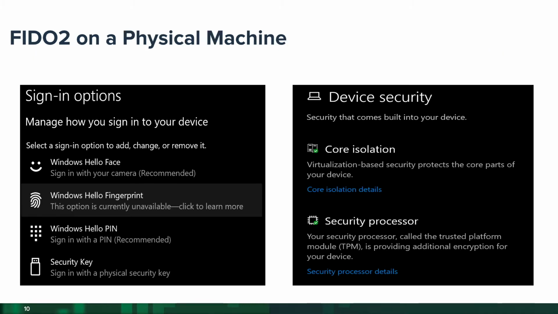Because if you compare that to a virtual machine, you'll see that on a physical machine you have Windows Hello facial recognition, fingerprint, PIN. You have a threat protection module. Pretty much everything you expect to have on a physical machine, right? Which FIDO2 takes advantage of. However, it's not there on a virtual machine. So how are we doing that?